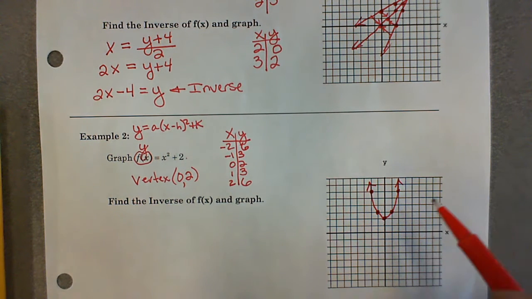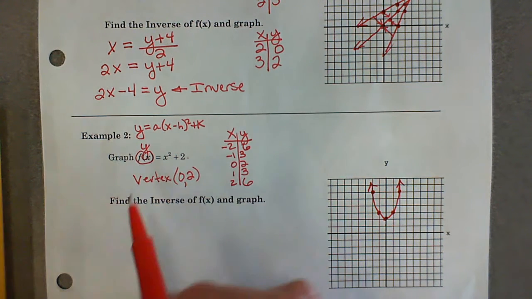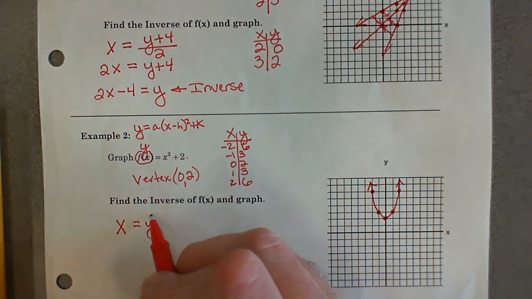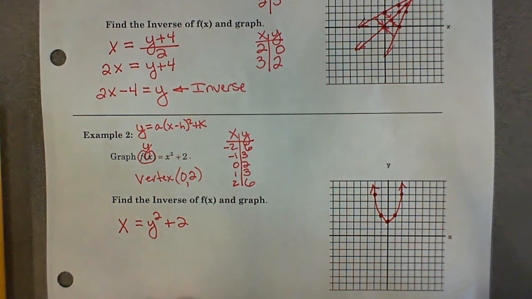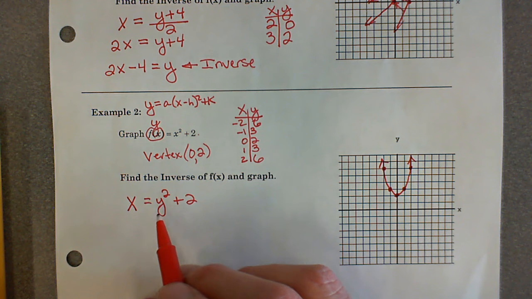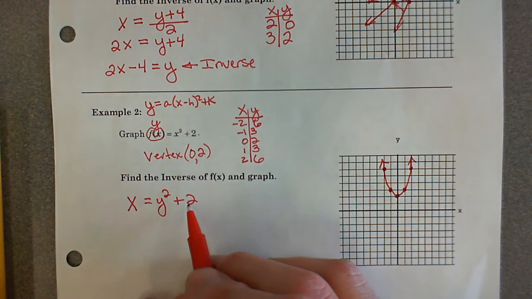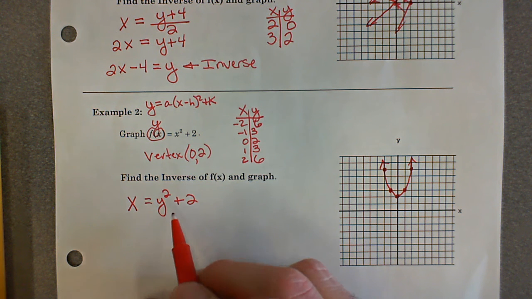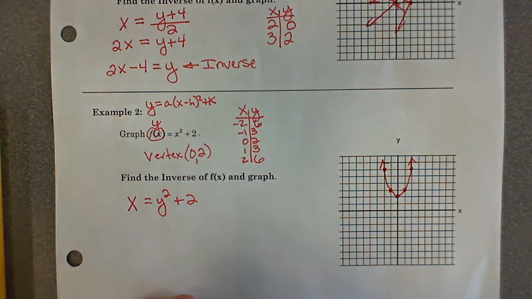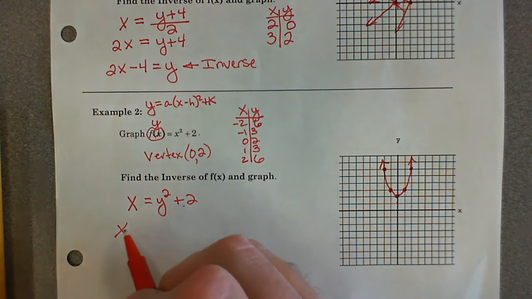Now I want to find the inverse. So again, let's switch our x and our y. This is going to be x equals y squared plus 2. So here, we now want to solve for y. We need to get y by itself, so we need to bring the values over. You get rid of adding and subtracting before the exponent. So we're going to subtract the 2.